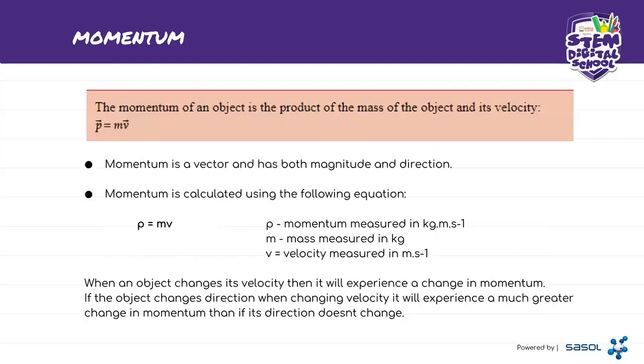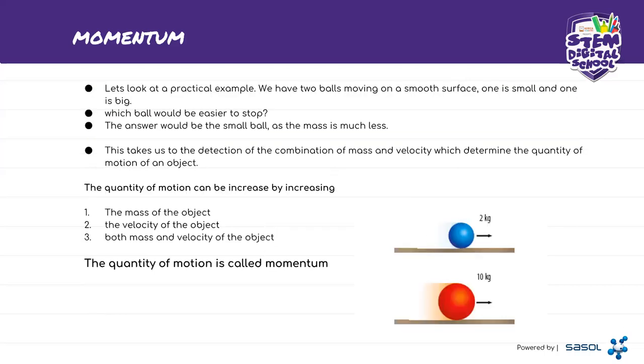Okay. So what is our definition of momentum? It says here that the momentum of an object is the product of the mass of the object and its velocity. As we've already mentioned from our previous example, the mass plays a role and the velocity plays a role. As you can see here, it's what determines the quantity of the motion. So once you have your velocity and your mass, then you can calculate your momentum.